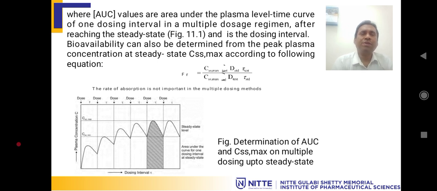Now, AUC is the area under the curve in the plasma level time curve of one dosing interval in a multiple dosage regimen after reaching the steady state, and bioavailability can also be determined from the peak plasma concentration at steady state, which we call CSS max, and then the equation for CSS. From this graph you can see clearly this figure depicts the determination of AUC and CSS max on multiple dosage steady state. You can see here clearly the doses are at least 5 steady doses which have to be given to reach a plateau or a steady state of the formulation.